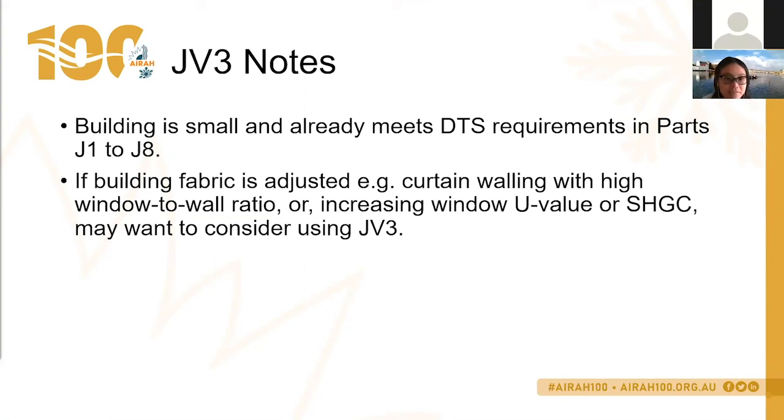However, if the building fabric is adjusted, for example, if your client wants to go for curtain walling with a very high window to wall ratio, or they want to increase their window U value or solar heat gain coefficient, and therefore they deviate from deemed to satisfy requirements, then they may want to consider using JV3. But otherwise, usually with a building this small, you'll find that you can more often than not meet your Section J compliance using DTS.